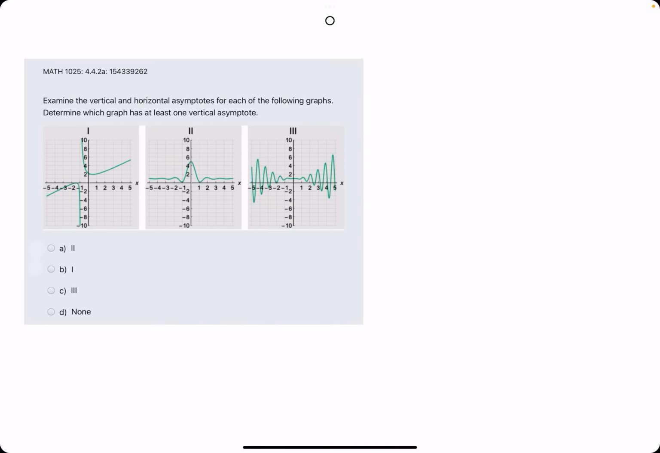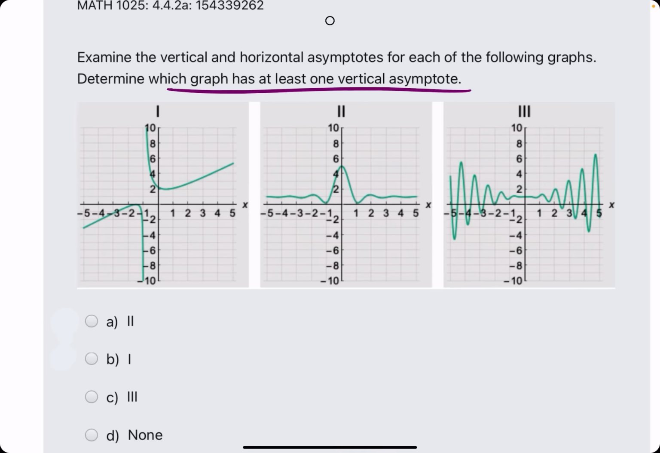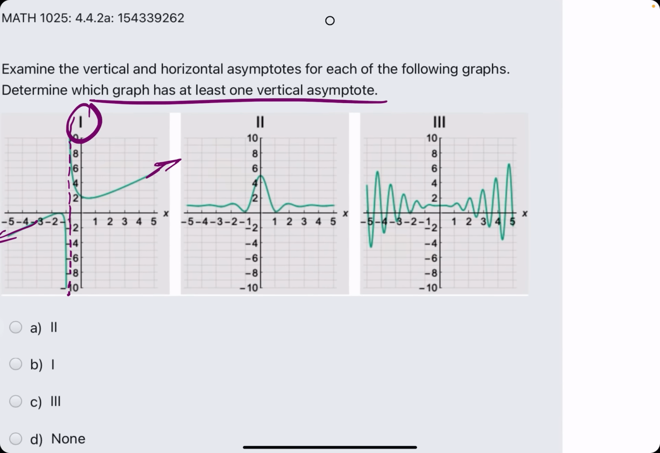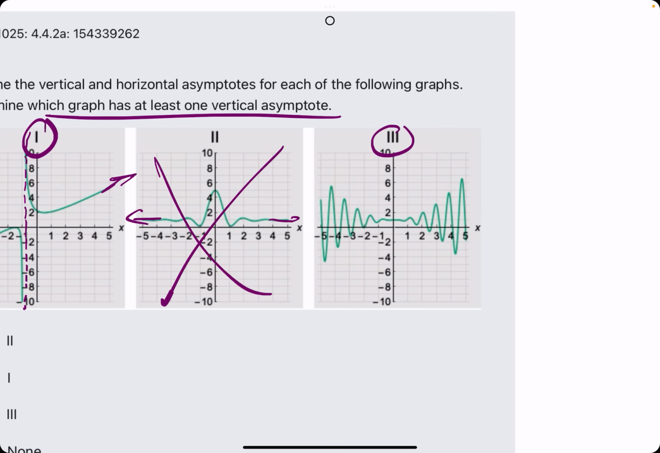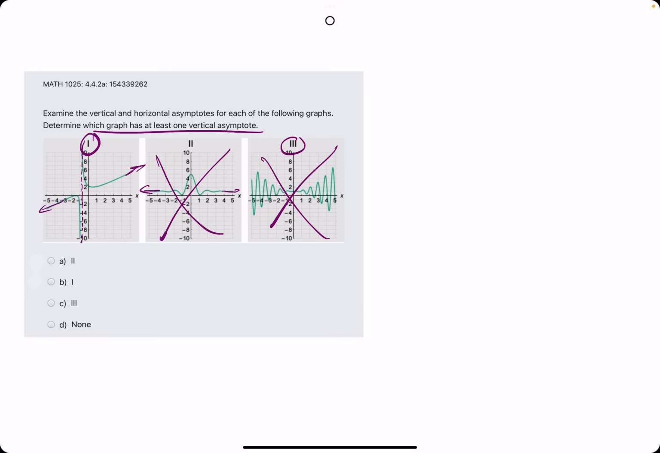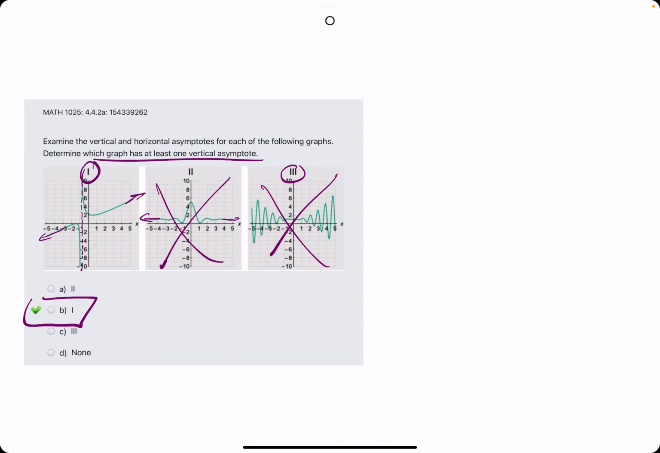All right. One more example. They say which graph has at least one vertical asymptote. Okay. So number 1 does not have horizontal asymptotes because it's not leveling off, but it looks like it does have a vertical. So 1 looks good so far. Number 2, again, looks like it has horizontal, but no vertical. We don't see the split like we do with number 1. And then the same graph that we saw in the last one, this had no horizontal or vertical asymptotes. So number 1 is our answer.